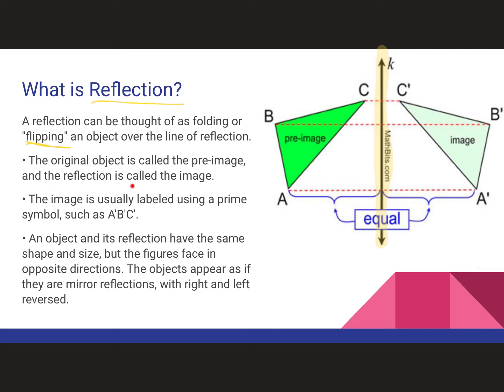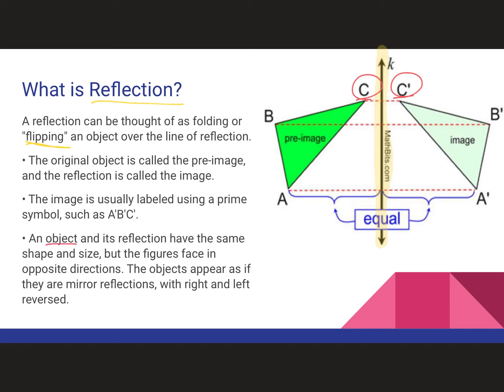The reflection is called the image. The image is usually labeled using a prime symbol. So this is A prime, B prime, C prime, and you can see that over here. I see C prime, A prime, and B prime over there. So that's how you say that symbol. It's called A prime, C prime, and there's C. So C is on our pre-image, C prime is on the image, the reflection.